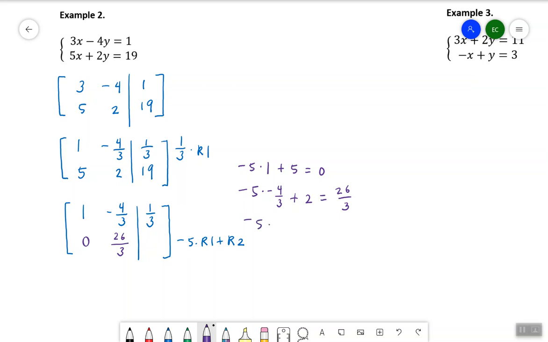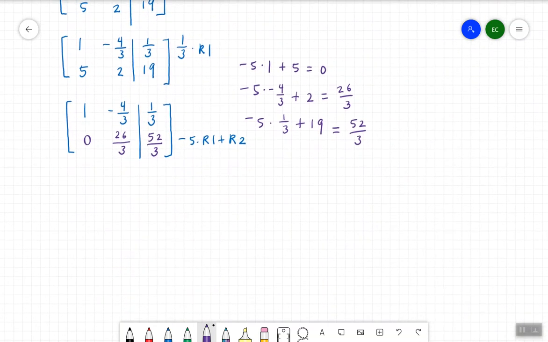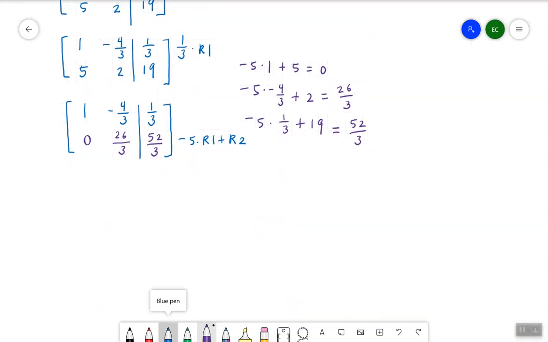The last column would have -5 times 1/3 plus 19. So that's -5/3 plus 57/3, which is positive 52 thirds. And so here we have finished the first column, and we have a 1 on the diagonal and a 0 off the diagonal. Now we want to go on to the next column. We want to proceed in the same way. We want to get 1 on the diagonal and then a 0 off of the diagonal.